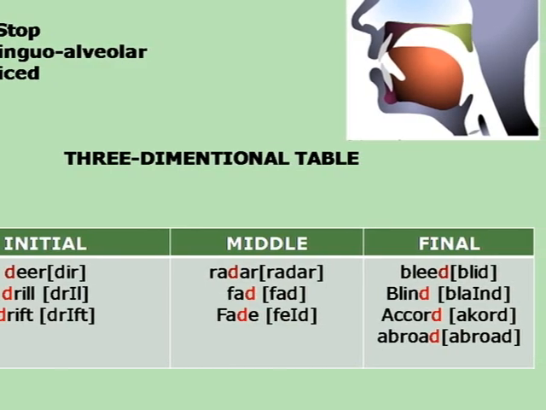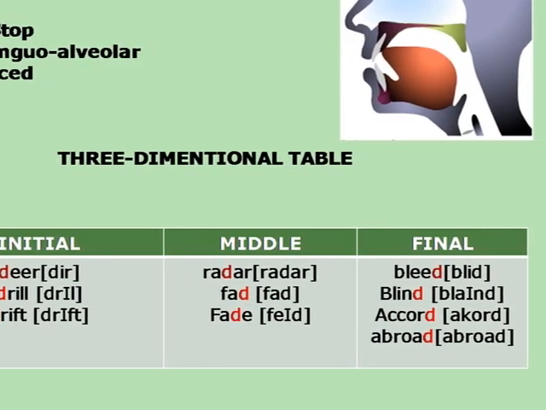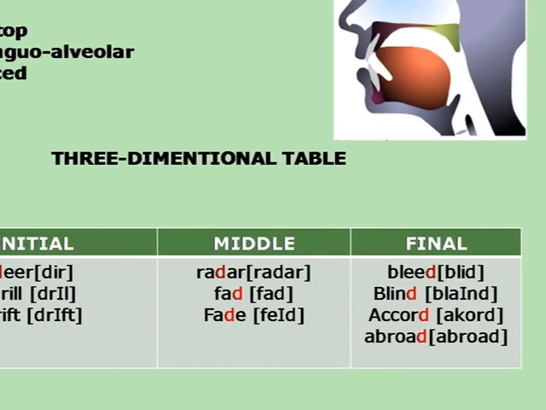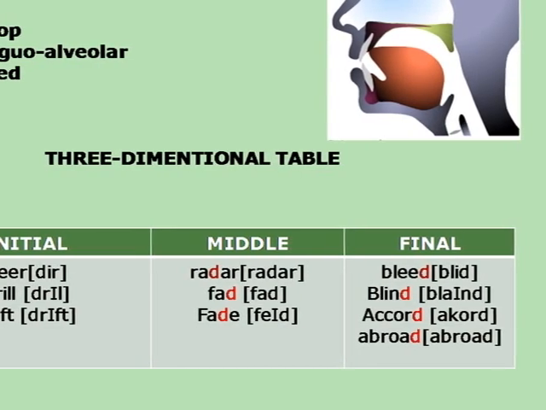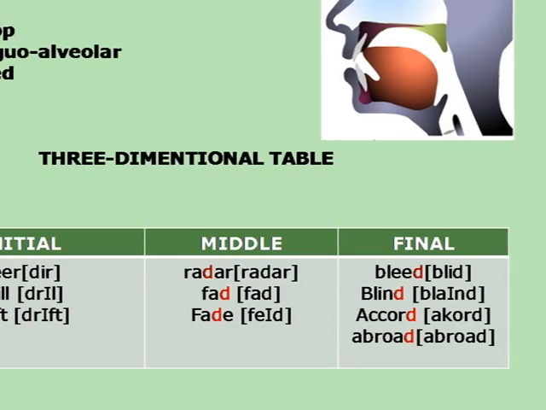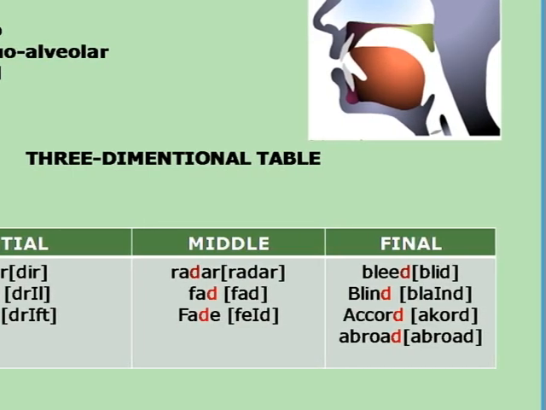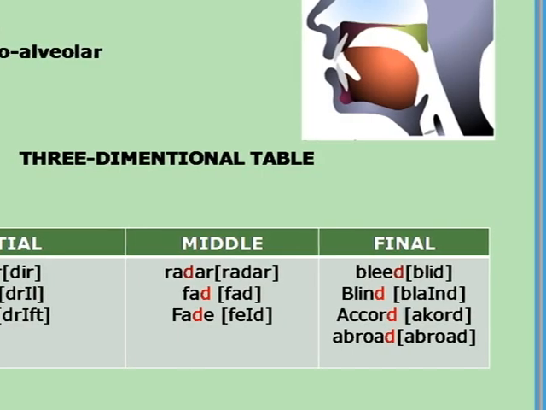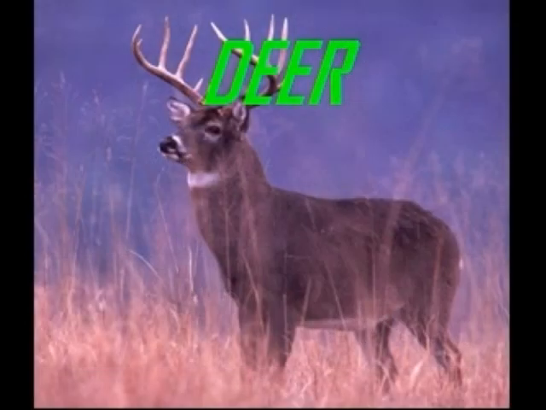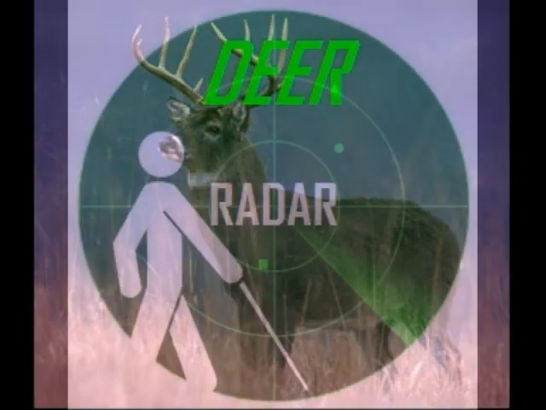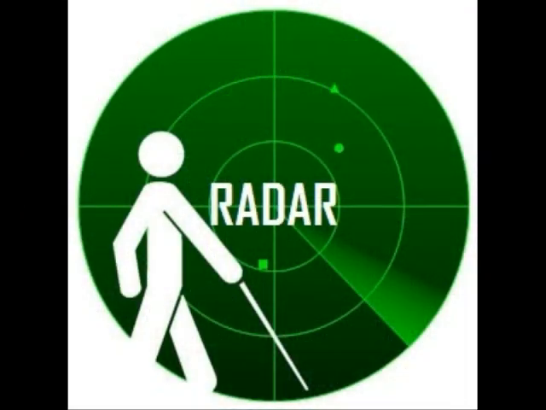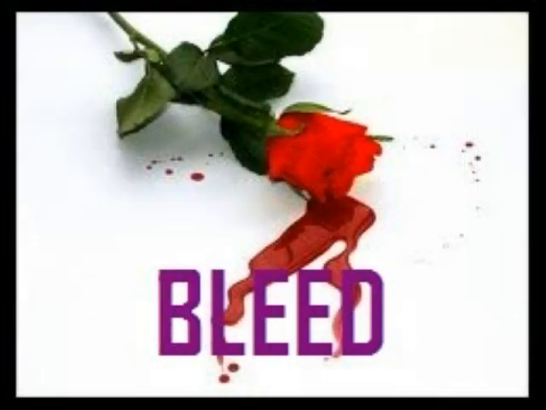Three-dimensional table. Initial position: deer, drill, drift. Middle position: radar, fat, fade. Final position: lead, light, accord, abrupt. For example, deer, radar, lead.